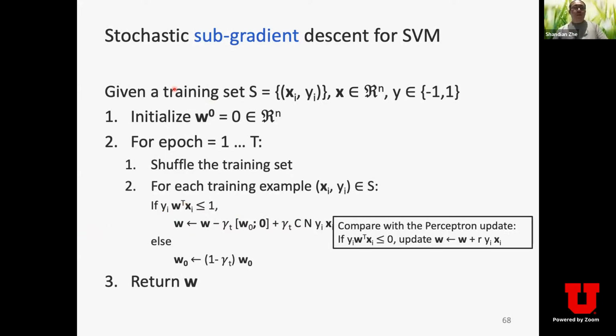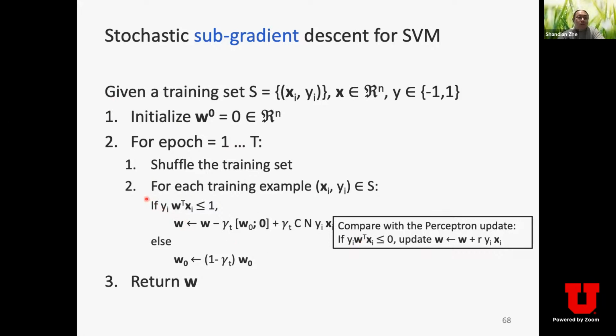So first of all, if we look at this stochastic subgradient descent for SVM, this is a whole algorithm framework. For every epoch, we shuffle the training set. Then we look at every example one by one, and we follow this updating rule to update our model parameters. Now, if we compare with the perceptron update, we find that the whole framework is surprisingly similar. The only difference is the updating rule.